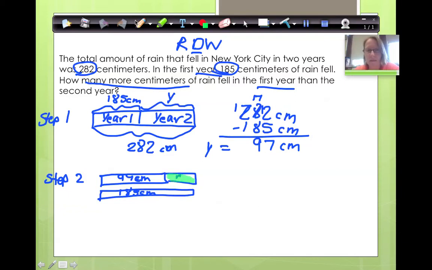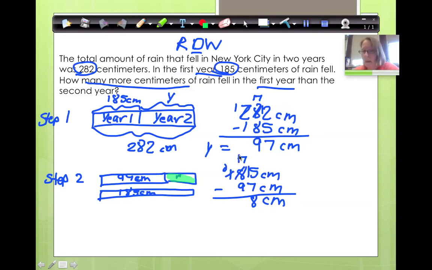Okay? So in order for me to figure that out, I'm going to take this number and subtract this number from it. So 185 centimeters, take away 97 centimeters is, we have to regroup. That would be 8. Regroup. 17, take away 9 is 8 again.